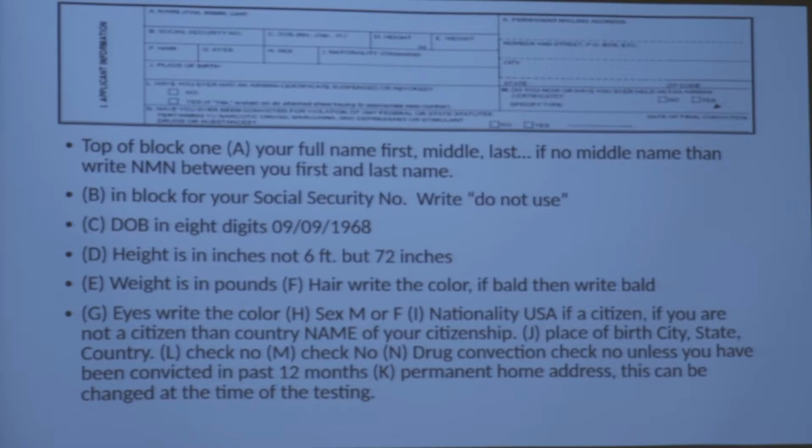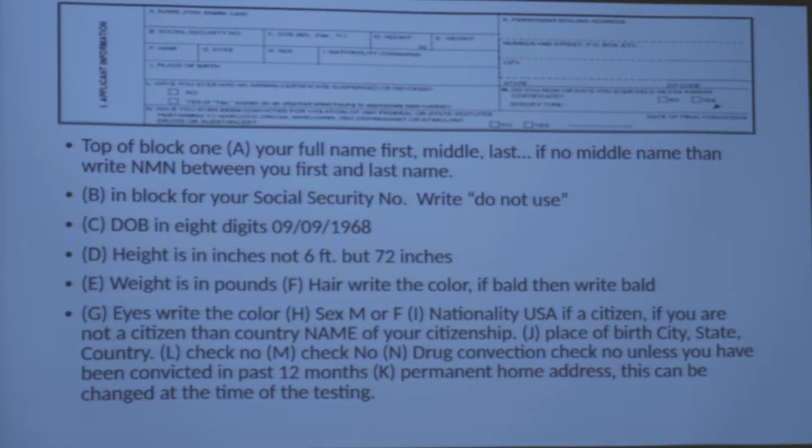The next block, block number 1. Top of the block, your first name, your middle name, and your last name. If you do not have a middle name, then between your first and your last name, put NMN, no middle name. In the Social Security block, I know some of you have already written your Social Security number in there because you worked ahead. Put a line through it and put DNU, do not use.